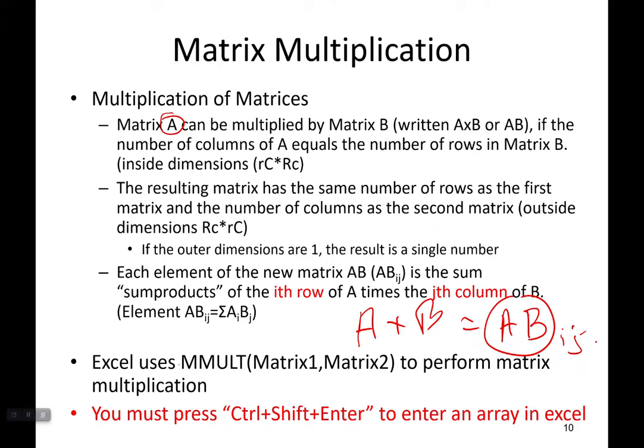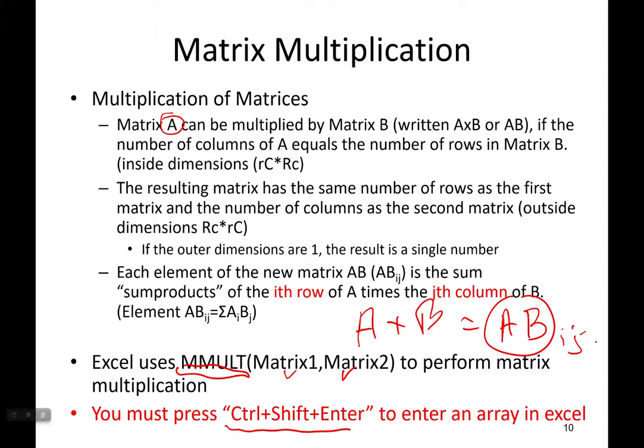Excel uses the built-in function MMULT, and you just specify matrix A and matrix B, say we'll call it matrix 1 and matrix 2. And to enter the matrix formula into Excel, you can't just enter the formula and hit enter. You have to enter the formula and hit Control-Shift-Enter. All right, well, that's a lot.